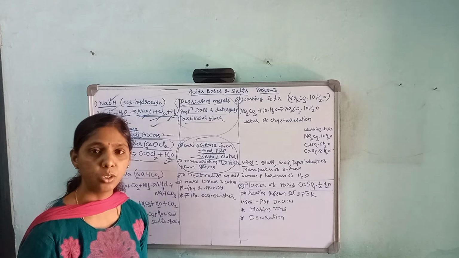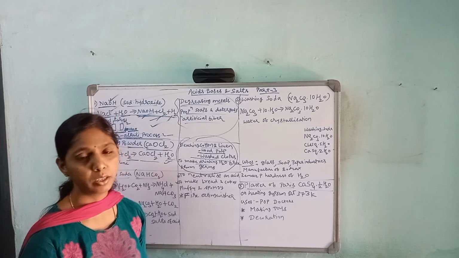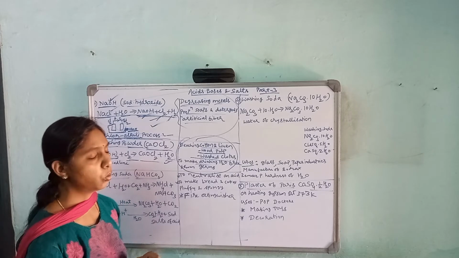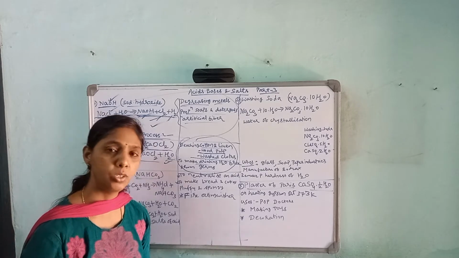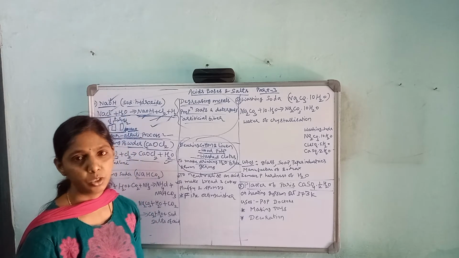That's why, to kill the germs, they will add bleaching powder. So that is also one of the uses. To kill the germs in the water they will use bleaching powder. This is regarding bleaching powder.